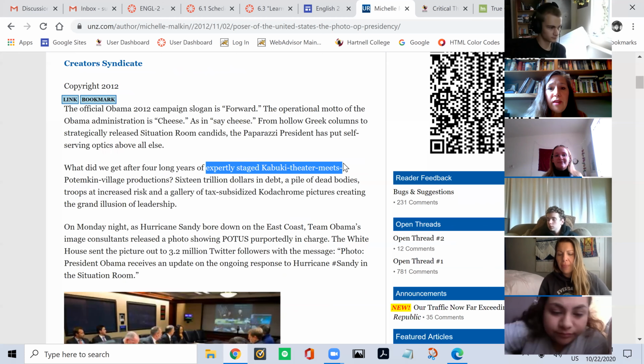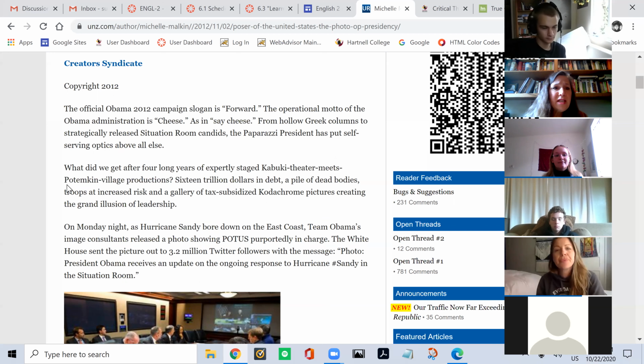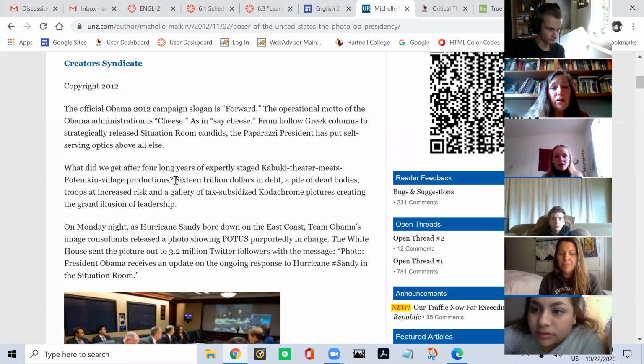Expertly staged Kabuki theater meets Potemkin Village productions. Oh my God, that is a beautiful phrase. It conveys a lot. Kabuki theater is Japanese pantomime, right, you guys? Okay. Potemkin Village is a reference to an old Soviet era propaganda film. So she's calling him a faker and a communist at the same time. Communist faker.